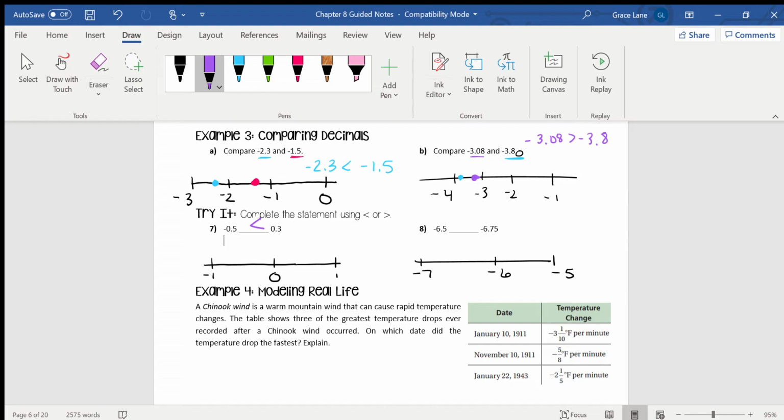The second one though, two negative numbers, negative 6.5, which is literally right in the middle of 6 and 7. And then I know that negative 6.75 is closer to 7. So it would be there. So I know that this dot is greater than because it's farther to the right. Okay, last couple.